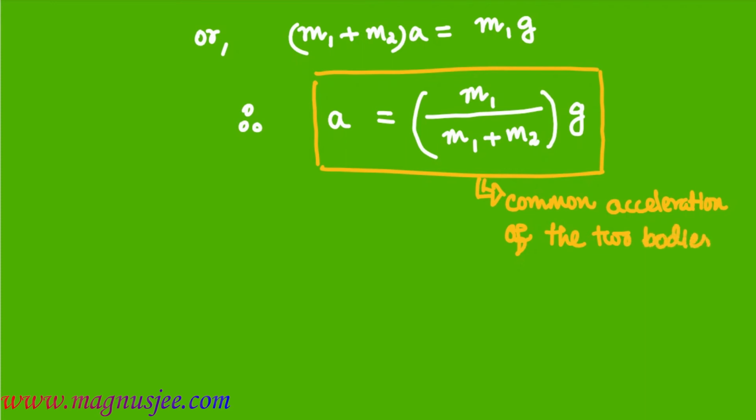connected by a string, and the string is passing over a pulley. One body is placed on the horizontal table, another body is hanging by using the string.